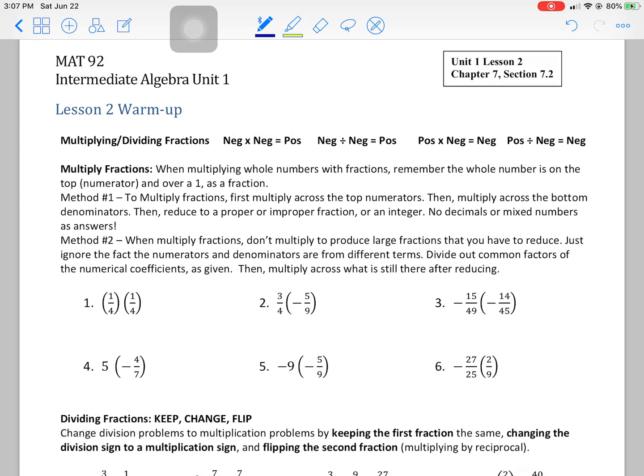All right, Math 92, Unit 1, Lesson 2. Let's warm up by multiplying and dividing fractions.